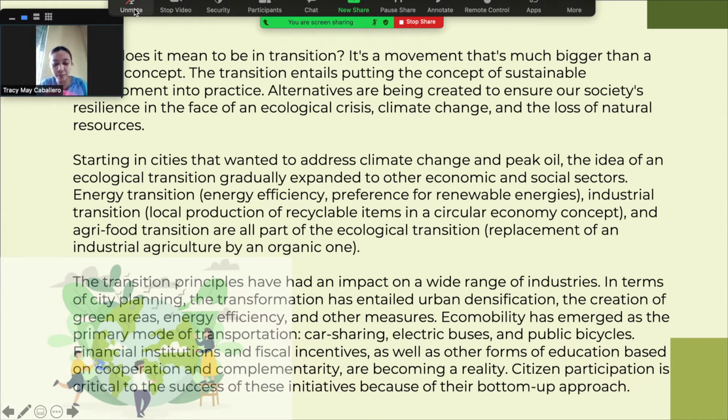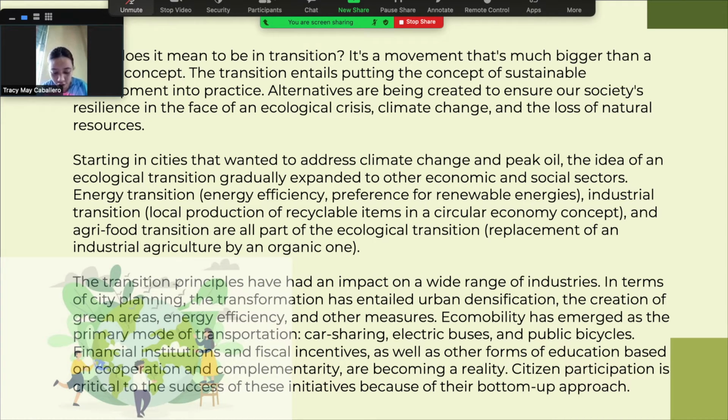What does it mean to be in transition? It's a movement that's much bigger than a simple concept. The transition entails putting the concept of sustainable development into practice. Alternatives are being created to ensure our society's resilience in the face of an ecological crisis, climate change, and the loss of natural resources. Starting in cities that wanted to address climate change and peak oil, the idea of an ecological transition gradually expanded to other economic and social sectors.